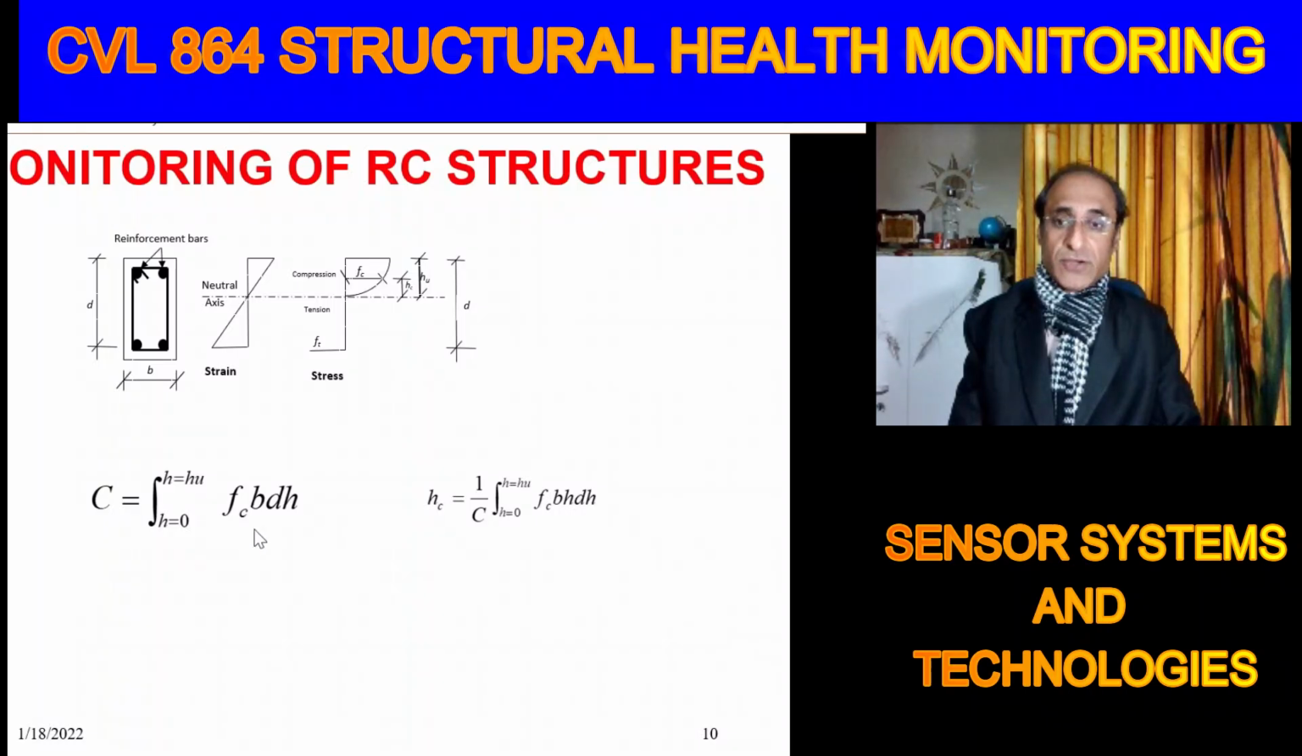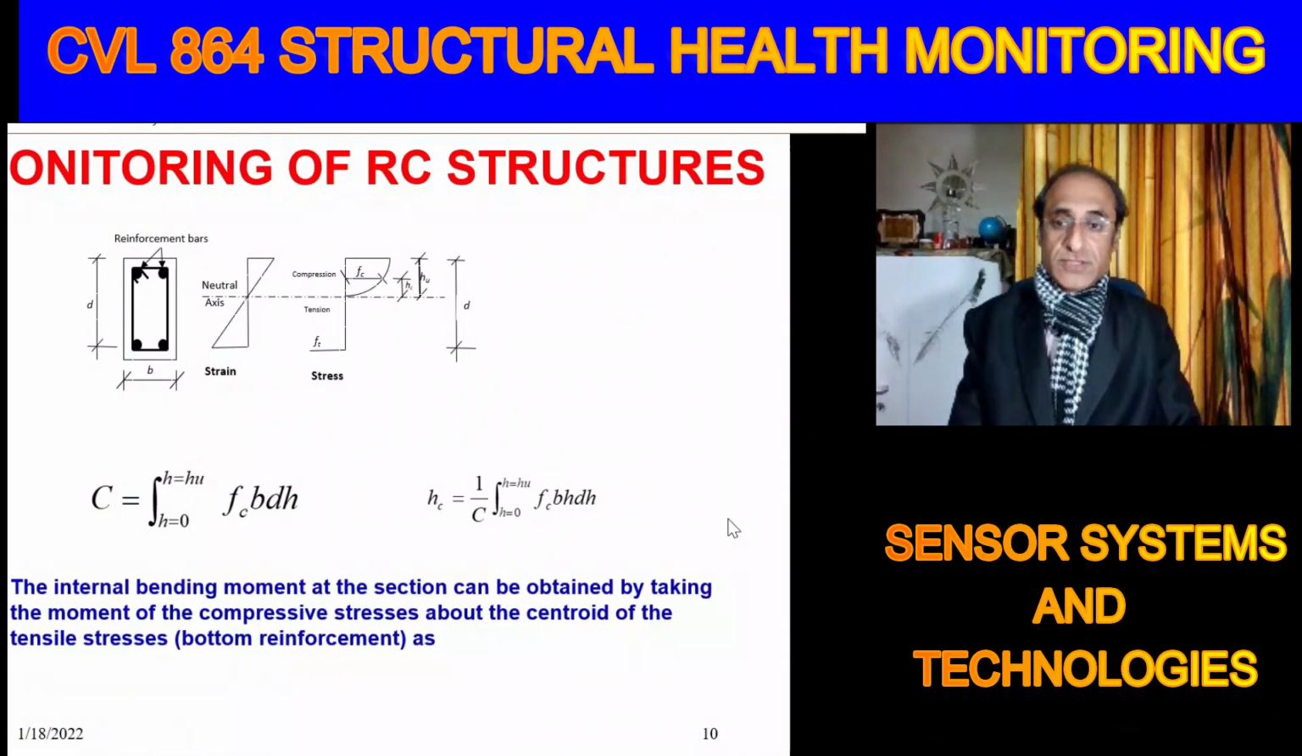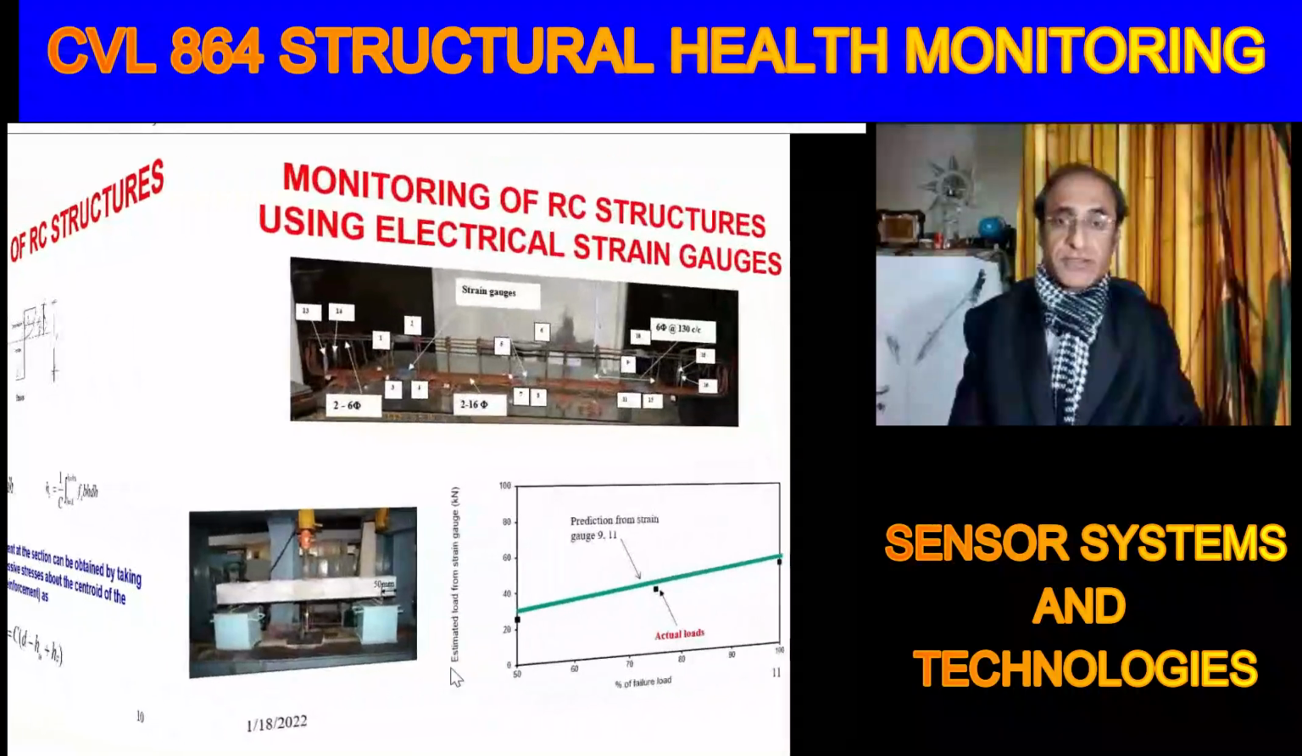So here we are just displaying how we obtain the total compression force, and by this we can even obtain by integration the depth of the centroid of the compression force. And then all we have to do is take moment of the compression and the tension forces, and that will give us basically the bending moment. So here are the comparisons.